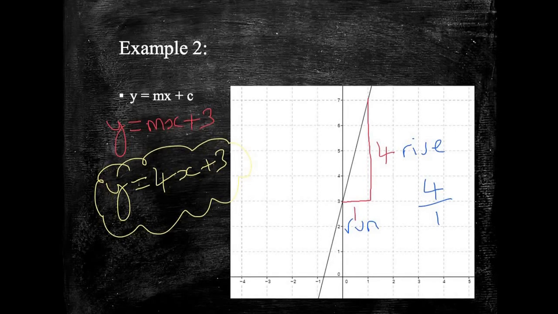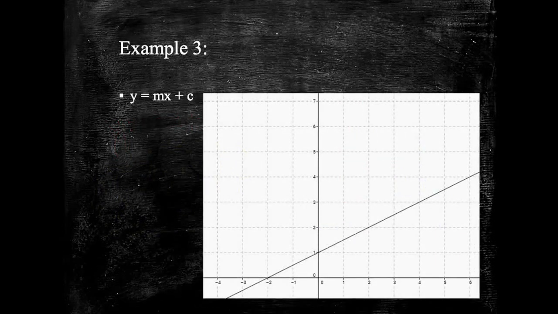Okay, another one done. Let's look at a third example. Okay, this time you can see that the line isn't as steep as the last one, but we're going to do exactly the same thing. So let's think about our y equals mx plus c. Let's look at where it crosses the y-axis first. It crosses here at positive 1, so y equals mx plus 1. That's the first part we can do. Then we need to think about the gradient.